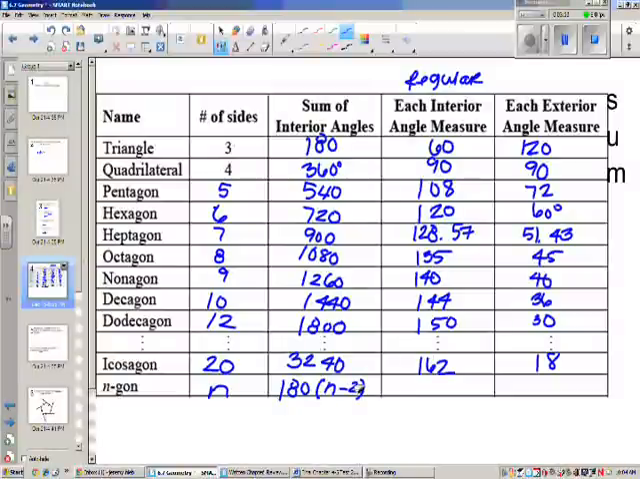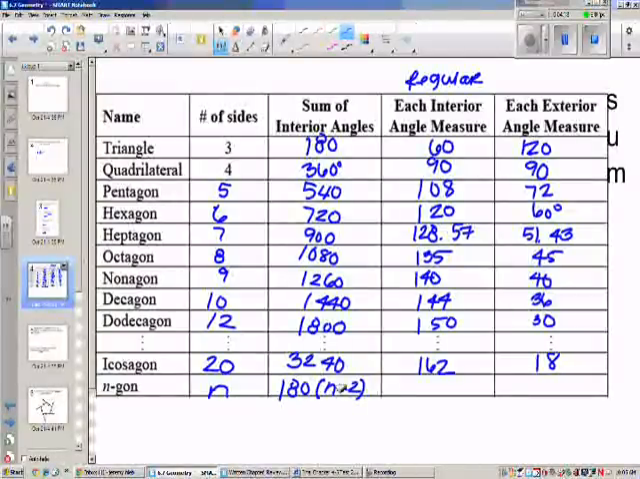So 3 minus 2 gives us 1. 4 minus 2 gives us 2, and 2 times 180 gives us 360. 5 minus 2 gives us 3, and 3 times 180 gives us 540. We can do that all the way down to 20. For 20, you do 20 minus 2, which is 18. Multiply by 180, and you should get 3,240 for its interior angles.